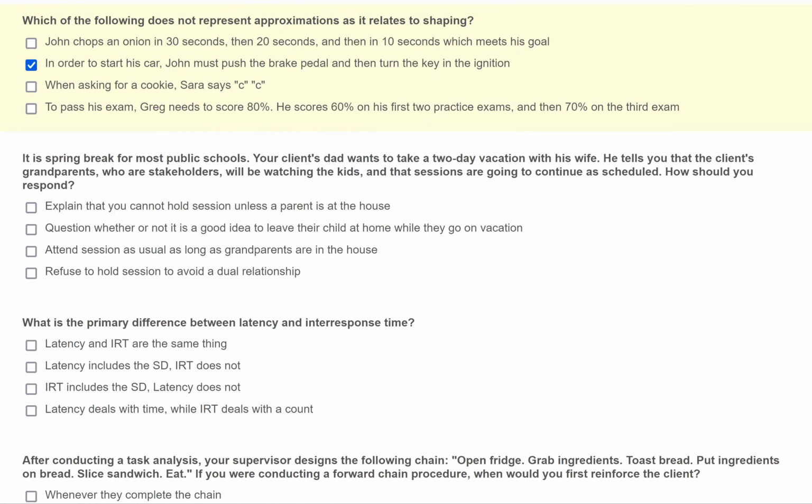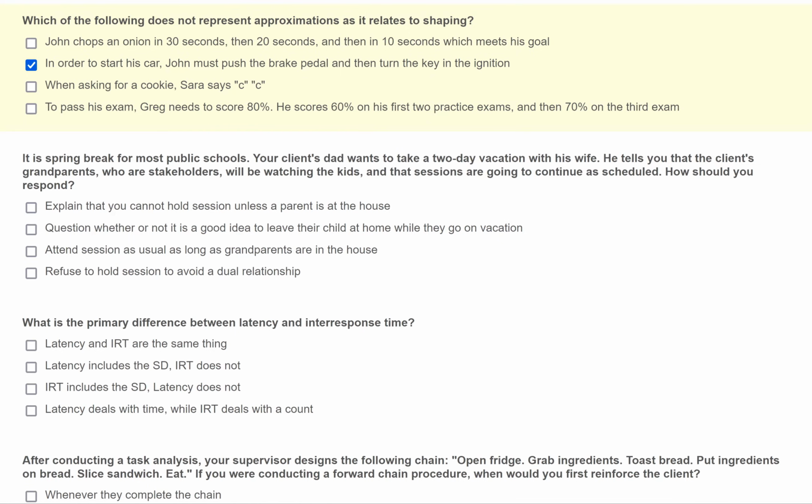A, explain that you cannot hold session unless a parent is at the house. Well, that's just not true. Okay, we need an adult at the house, right? Preferably a stakeholder like a grandparent, or a guardian. But you don't need a parent at the house typically. Now, your company might have a different policy, but ethically, there's really nothing wrong with conducting session with grandparents.